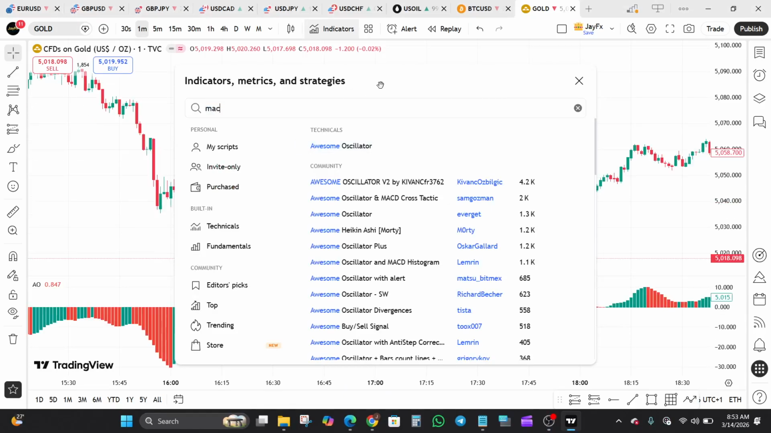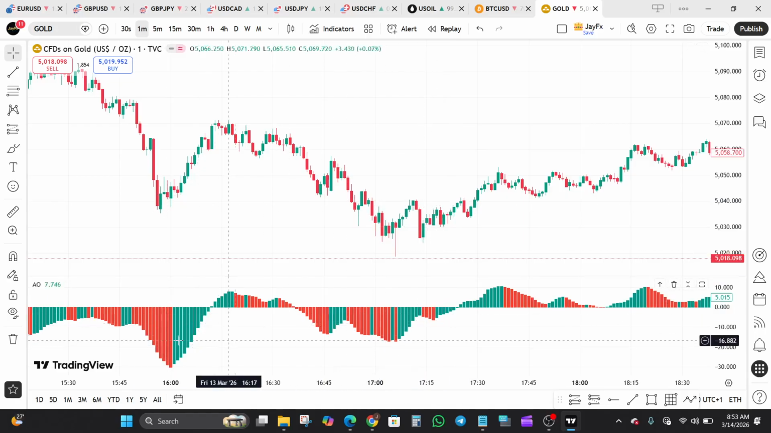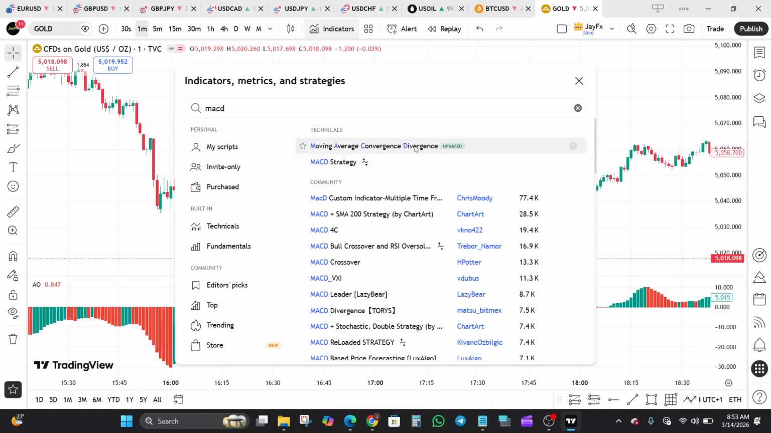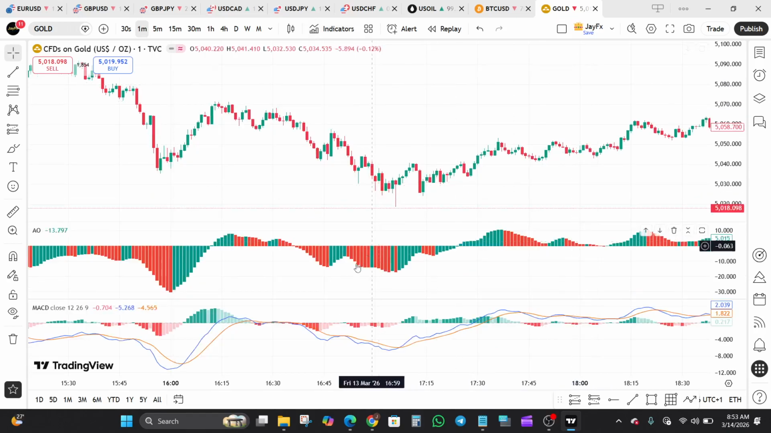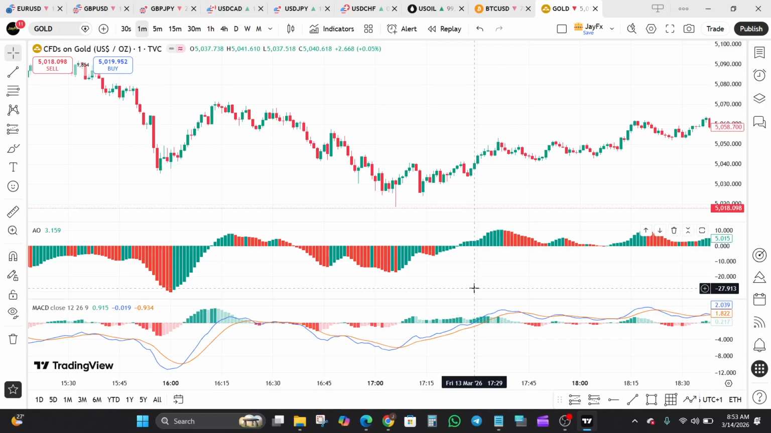Here we go. So the Awesome Oscillator. It seems like the MACD did not add. So the Awesome Oscillator and the Moving Average Convergence Divergence are both momentum indicators based on moving averages, but they present their signals differently.